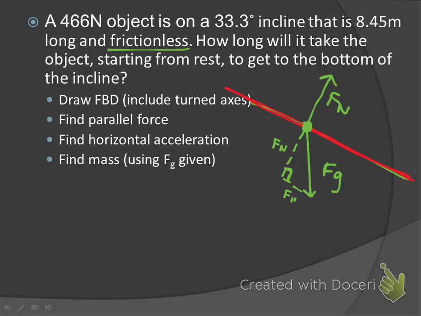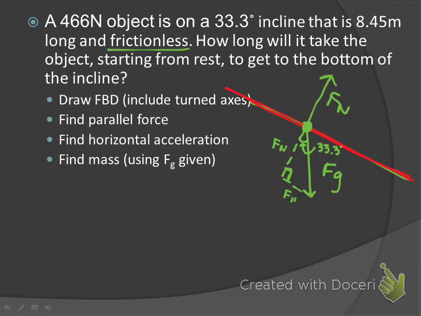It tells us that our incline is 33.3 degrees, so that goes right here. I didn't quite draw it big enough to write 33 in there, but 33.3 degrees goes right here in our gravity triangle, always the one touching the axes. Now this one, we want to look at how long it's going to take, so eventually we're going to have to find our horizontal acceleration and use a kinematics equation to solve for time.